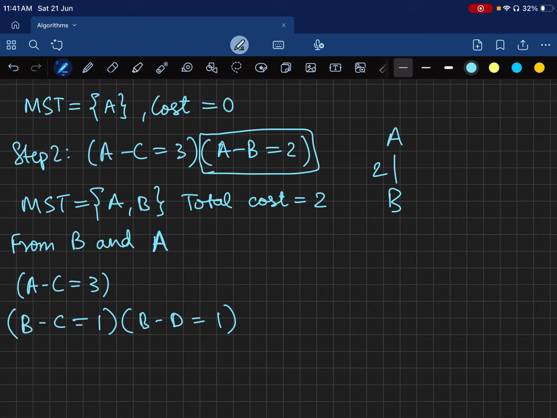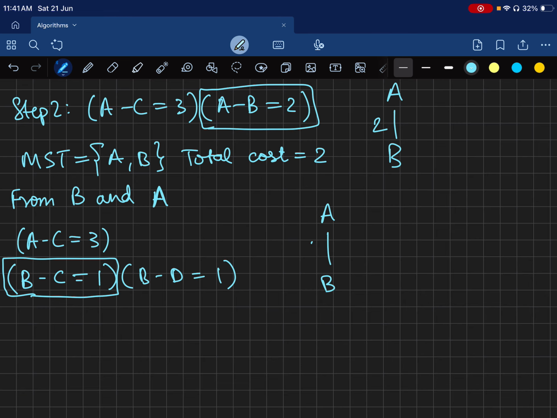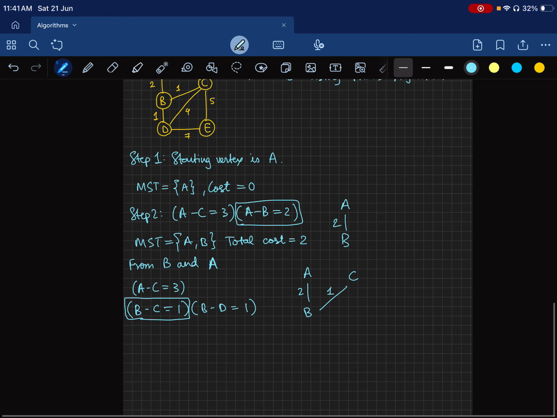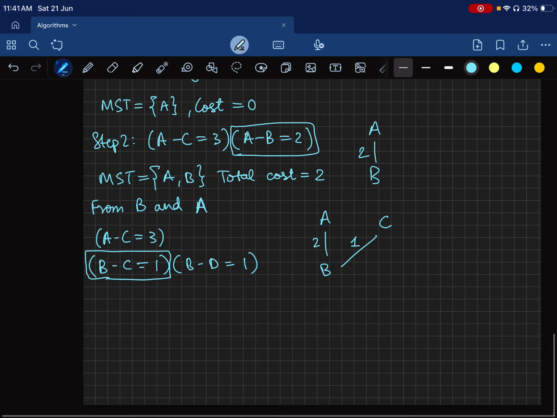We'll pick BC here because we didn't pick AC from the previous one, correct? Remember there's one more condition: we should not form any cycles. So now the graph looks like this: A to B, 2, B to C, 1. This is your graph as of now.